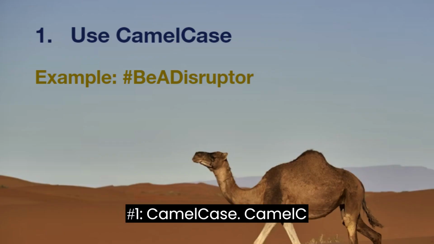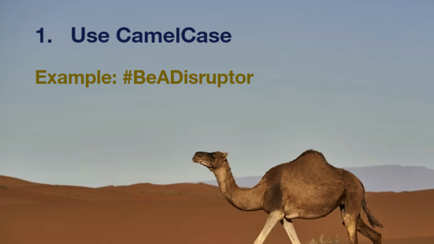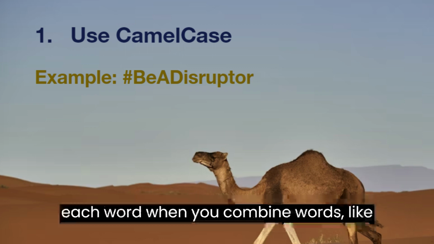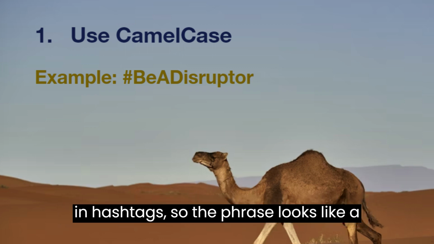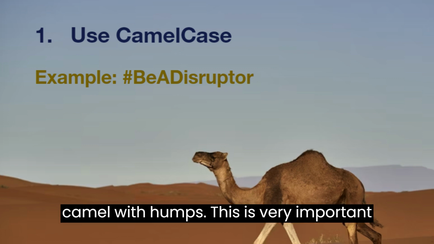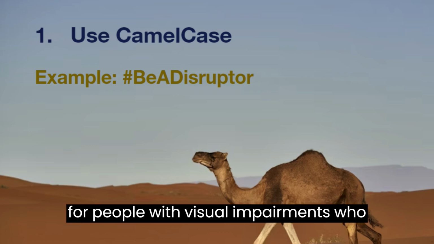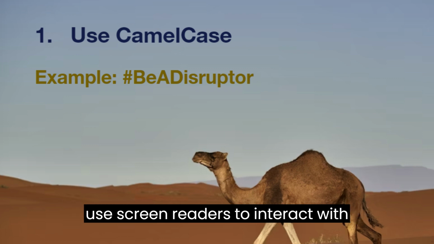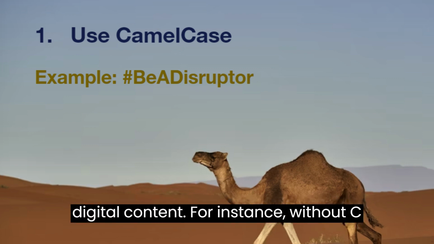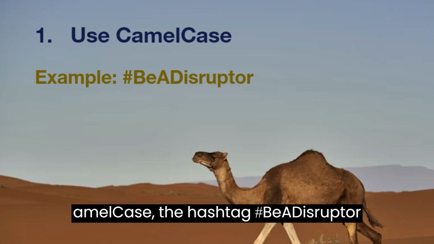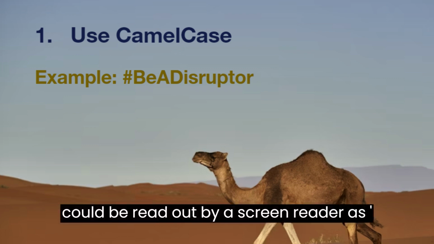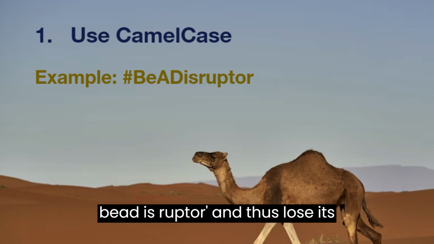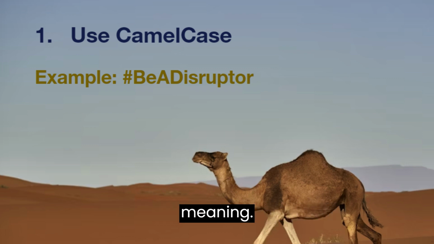Number one, CamelCase. CamelCase is when you use a capital letter for each word when you combine words, like in hashtags, so the phrase looks like a camel with humps. This is very important for people with visual impairments who use screen readers to interact with digital content. For instance, without CamelCase, the hashtag "be a disruptor" could be read out by a screen reader as "bead is ruptor" and thus lose its meaning.